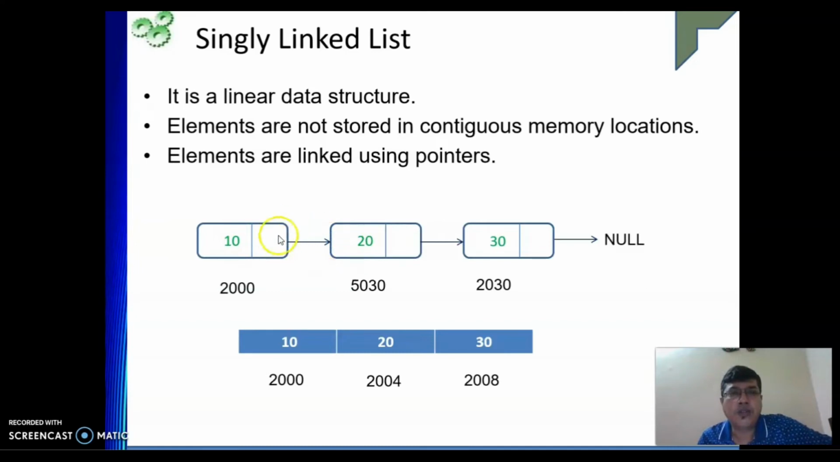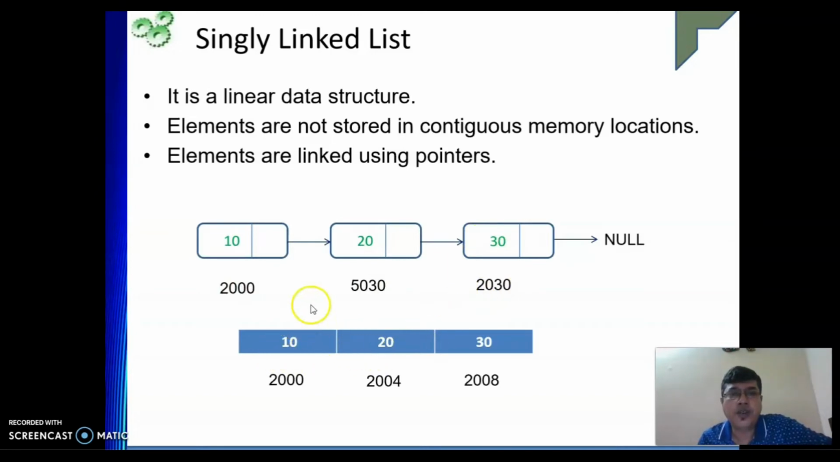That is also provided by the link. The link is represented using pointers in C++. So 10 will have the address of 20, and 20 will have the address of 30. As a result, from 10 I can move to 20, and from 20 I can move to 30, even though they are not stored in contiguous memory locations.